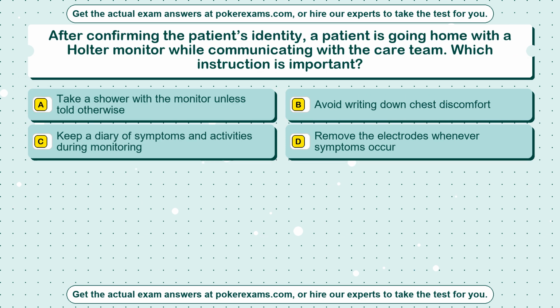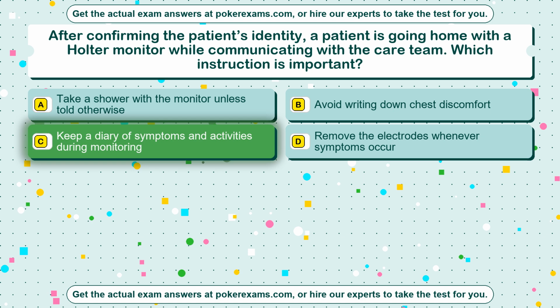Question 30. After confirming the patient's identity, a patient is going home with a Holter monitor while communicating with the care team. Which instruction is important? Option A, take a shower with the monitor unless told otherwise. Option B, avoid writing down chest discomfort. Option C, keep a diary of symptoms and activities during monitoring. Option D, remove the electrodes whenever symptoms occur.